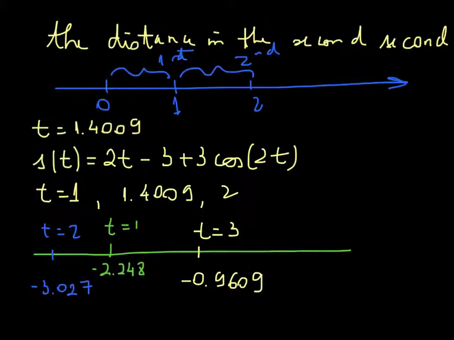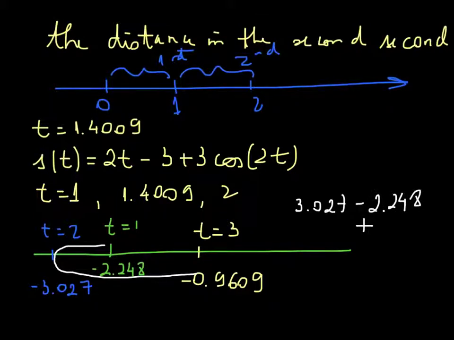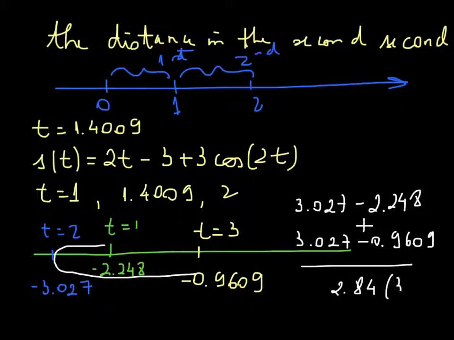So the particle travels from t equals 1, then turns and goes here. The total distance traveled is 3.027 minus 2.248 plus 3.027 minus 0.9609, which gives me 2.84 to three significant figures.